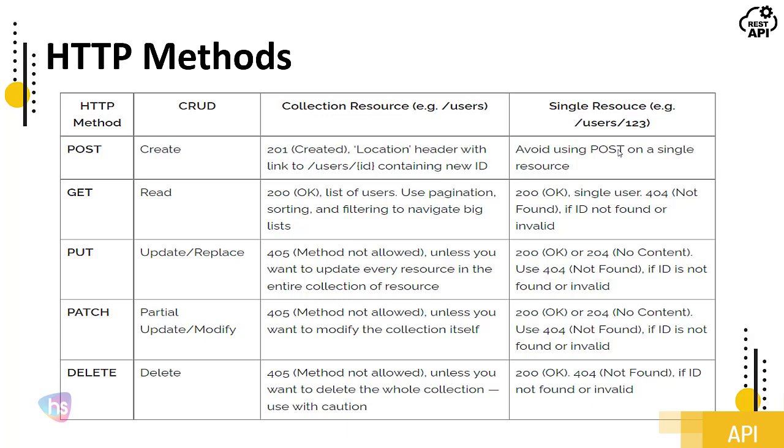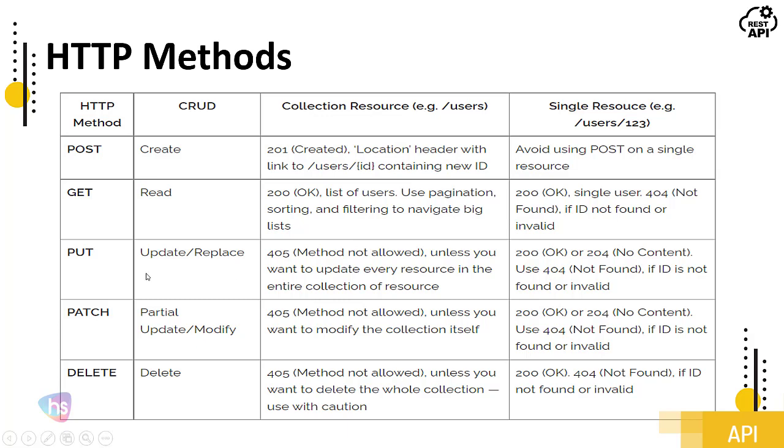So we'll go on. The GET method is for reading records. The GET method is used to fetch or get data from the database. If you see 200 as the response code, it means a successful list of users. Use pagination, sorting and filter navigation so the list can be presented on the client side. For a single record, we need to pass an ID to get the record. 200 is OK as the response code for a single user, or 404 not found if the ID is not found, the ID is invalid, or no records are found in the database.